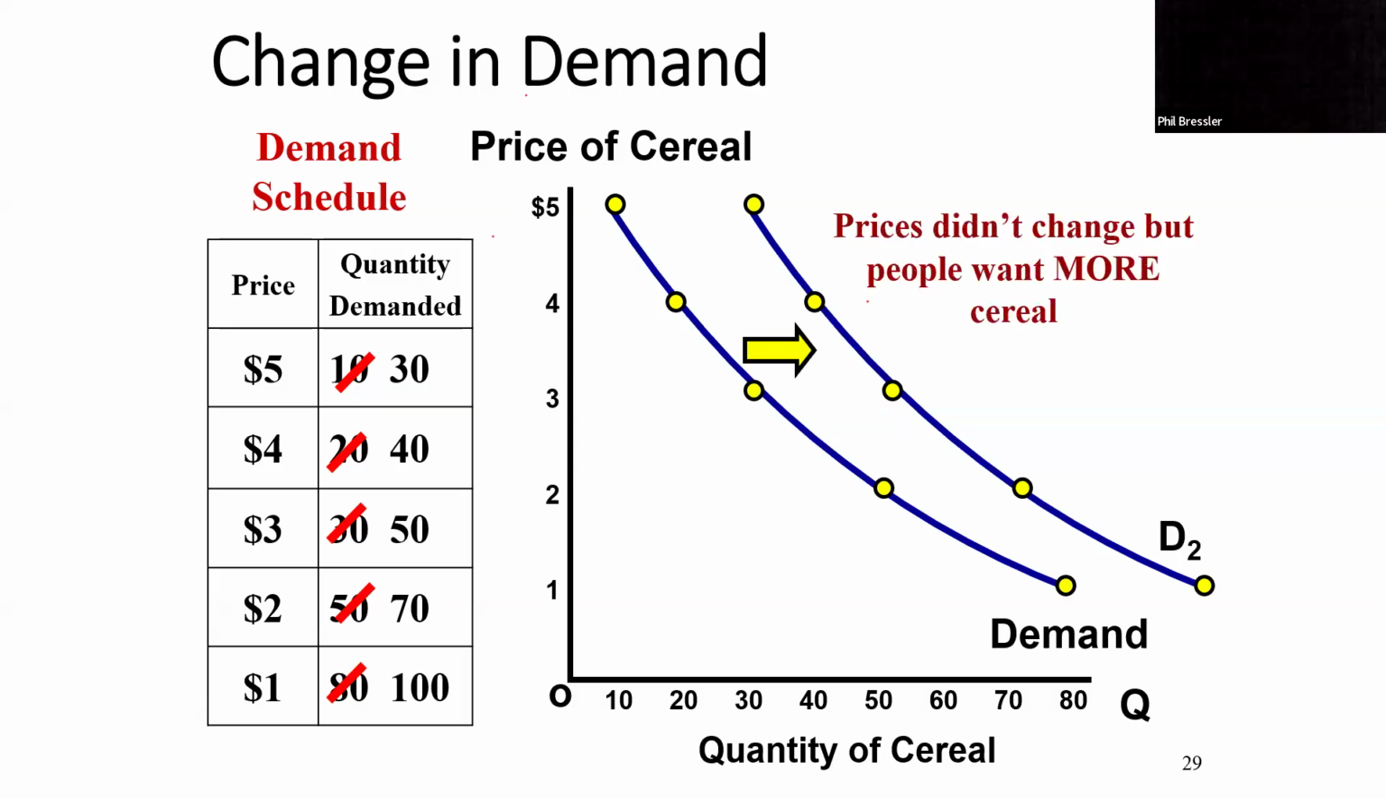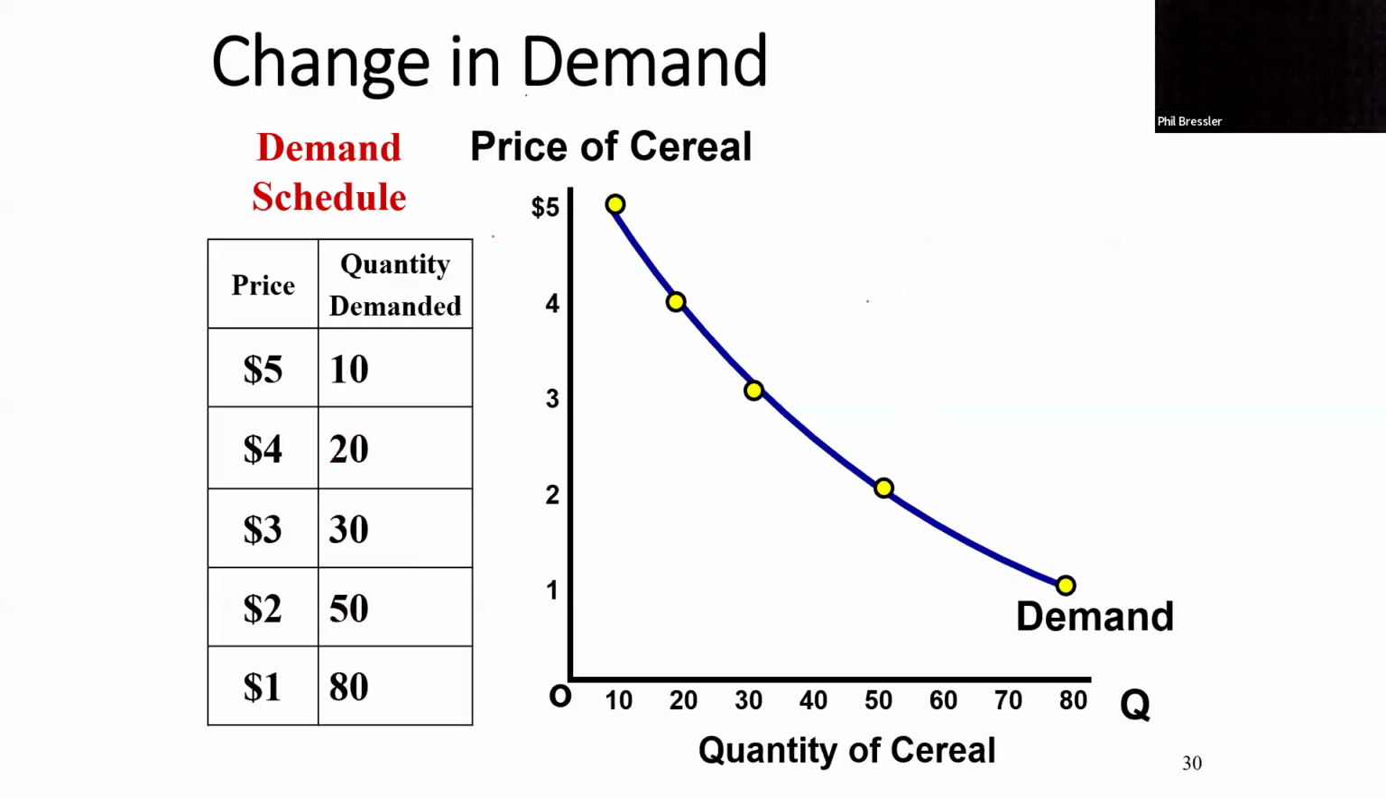The price didn't change. At every price, people wanted more. Okay. So it wasn't like they lowered the price so people bought cereal. No, at $5, people wanted it more, at 4, at 3, at every price. That's a change in demand. That's a shift in demand. That's an increase in demand. That's the terminology for that.